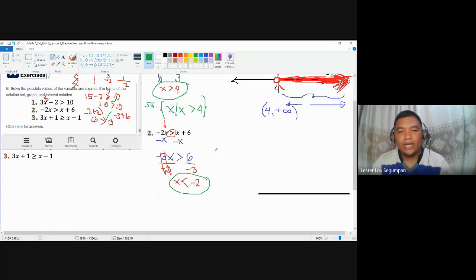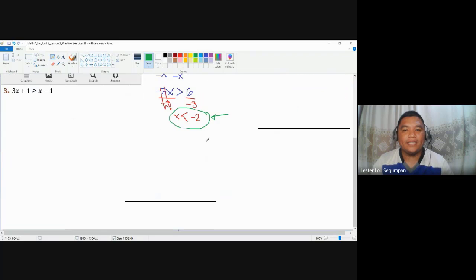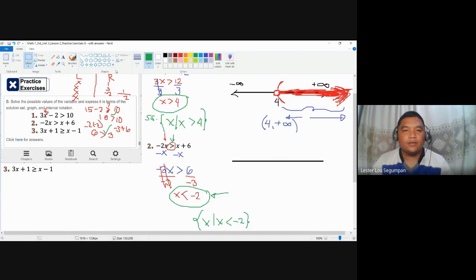Again, when we check, we always refer to the given values and symbols. But when we make our graph, interval notation, and even a solution set, we only refer to our linear inequality form here. That being said, our solution set is the set of x such that x is less than -2. Our graph, let me move it here. Again, it should extend on both sides to -infinity and +infinity.